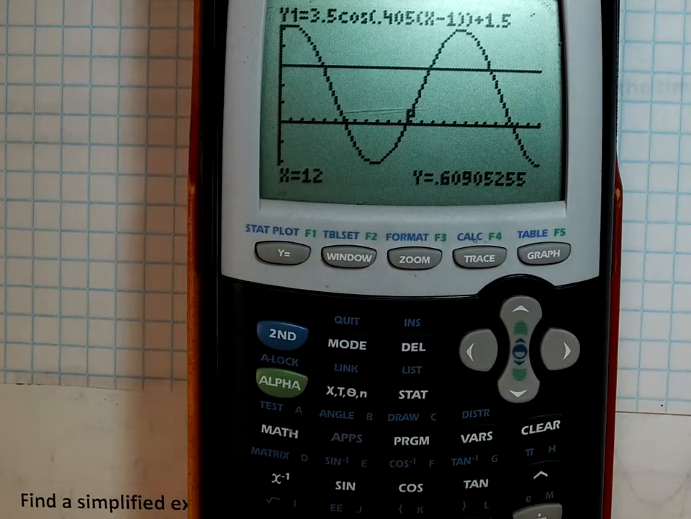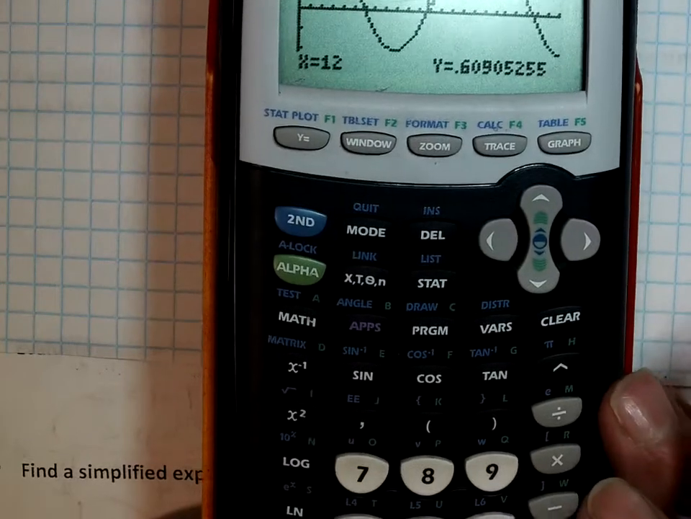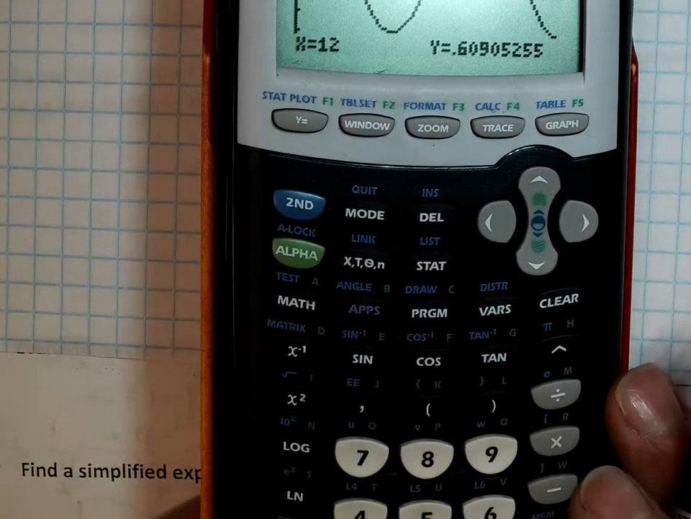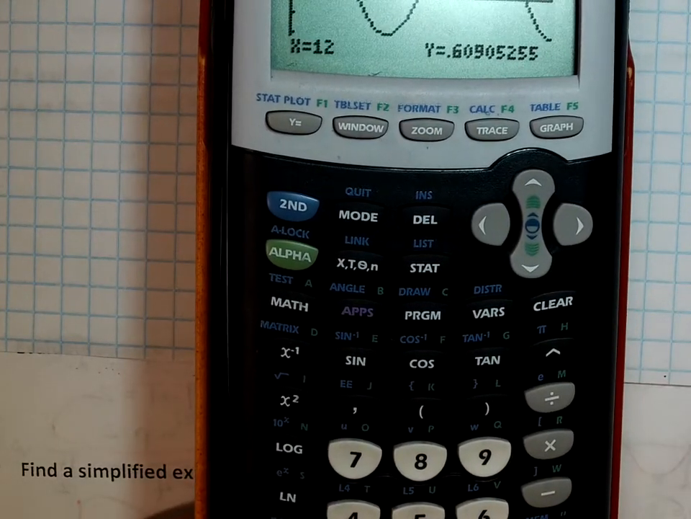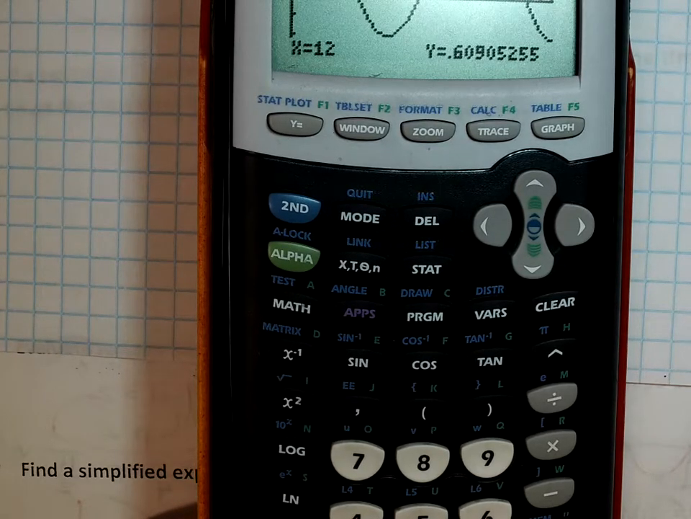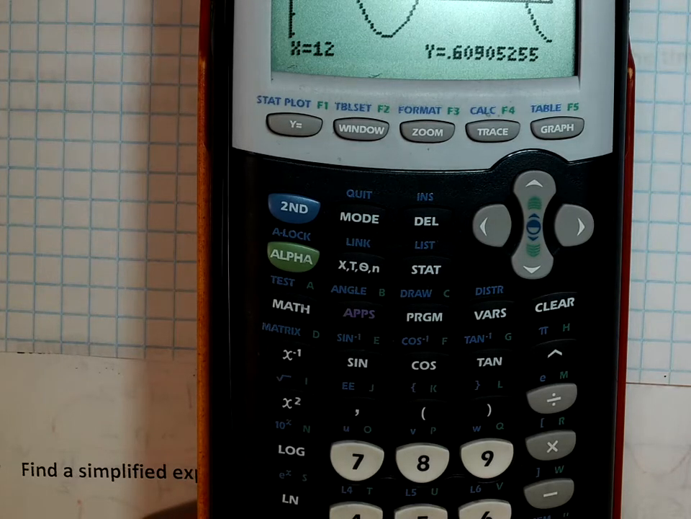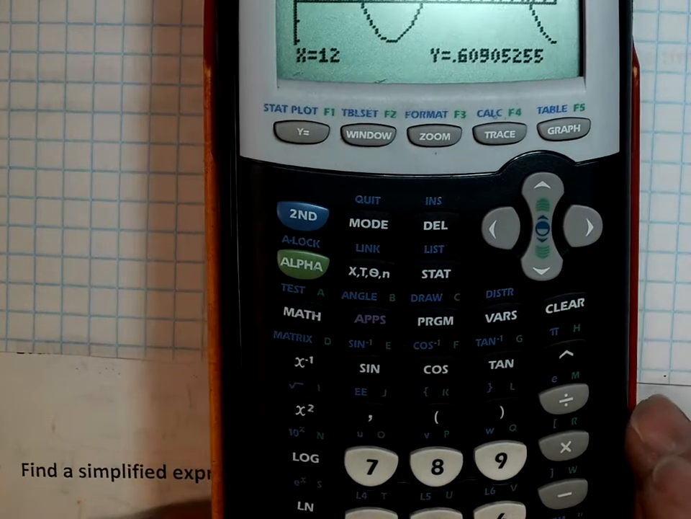Trace 12, enter. 6.9. I mean 0.9. That's what I got also, isn't it? Isn't that what I also got? We got 0.6. I rounded it. Around 0.61. Okay, now, let's figure out when should we get our boat out?